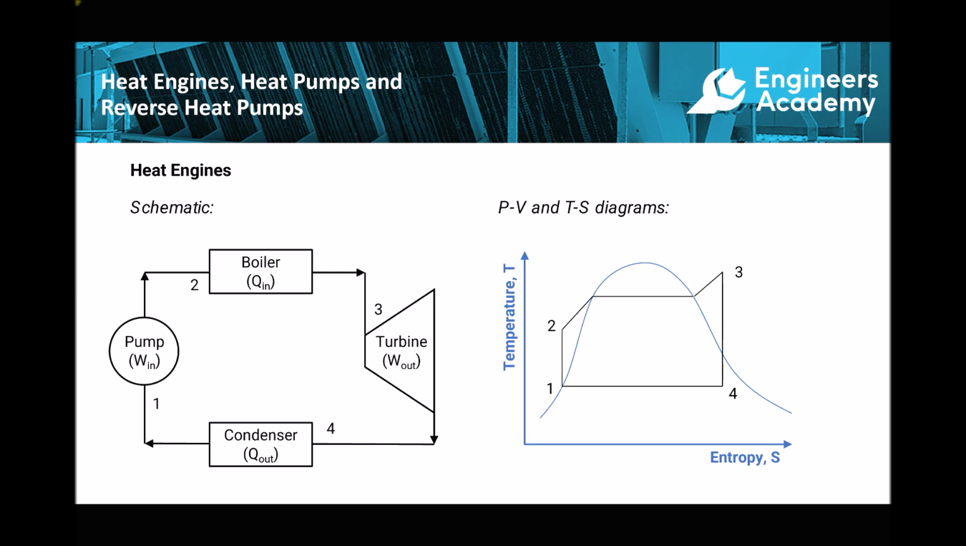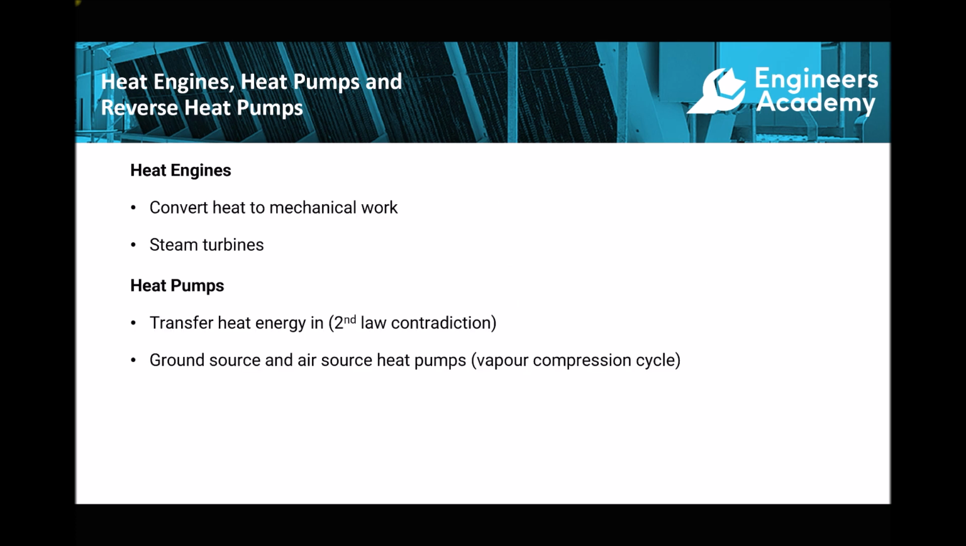So next, let's consider what we mean by a heat pump as opposed to a heat engine. So the difference between a heat pump and a heat engine is that a heat engine converts heat to mechanical work, whereas a heat pump transfers energy into a system. Now we're going to discuss the contradiction with the second law of thermodynamics, because what we actually see happening here is we actually move heat energy from a colder environment into a warmer environment. And that's against the natural flow of energy, as we'll see shortly.